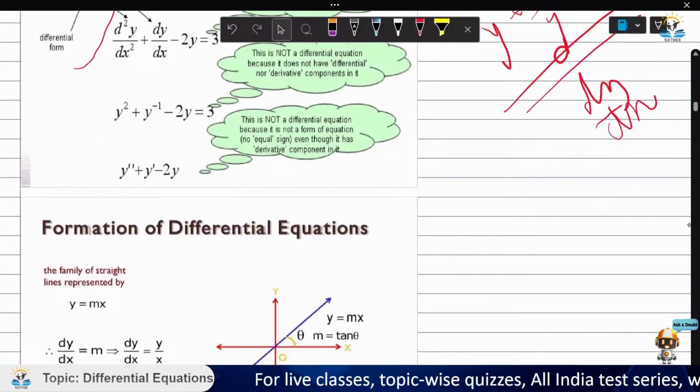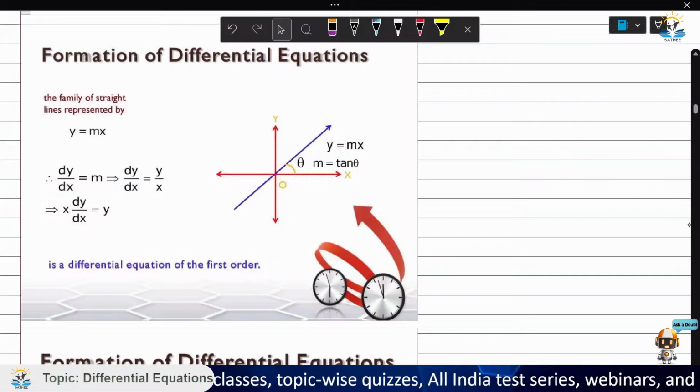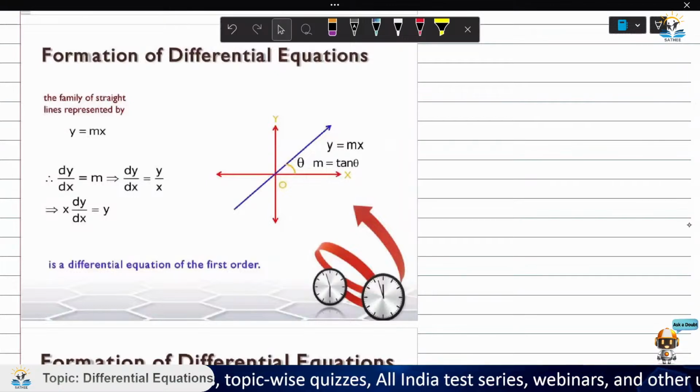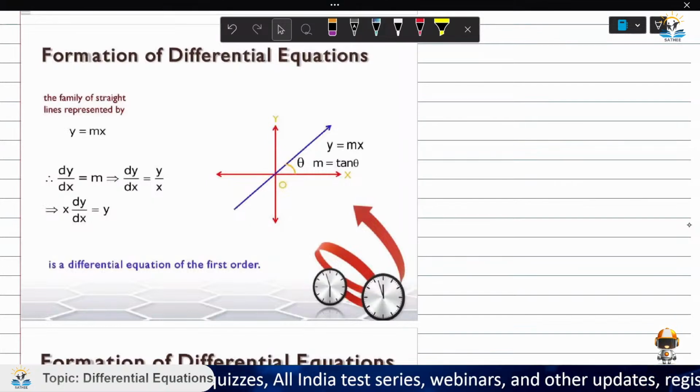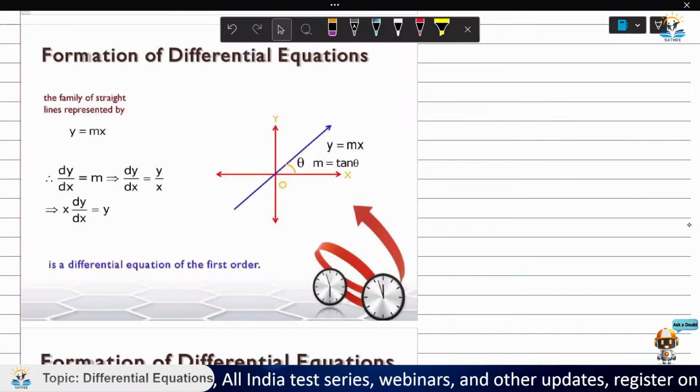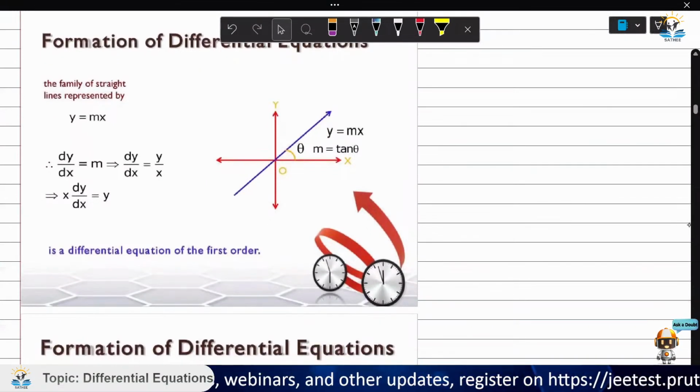Now, the formation of differential equations. As we are aware, the family of straight lines passing through 0,0 is represented by y = mx, because it is not all straight lines. Yes, it's easily understandable.